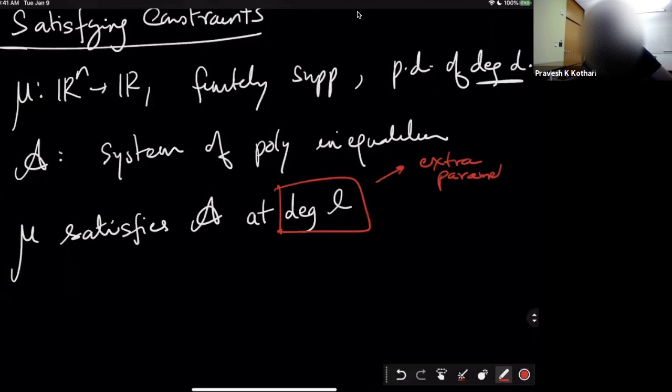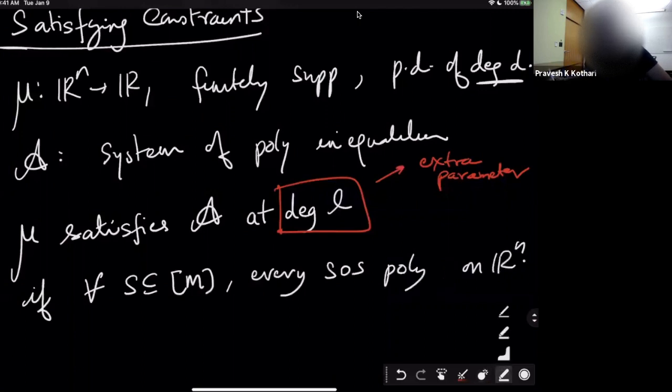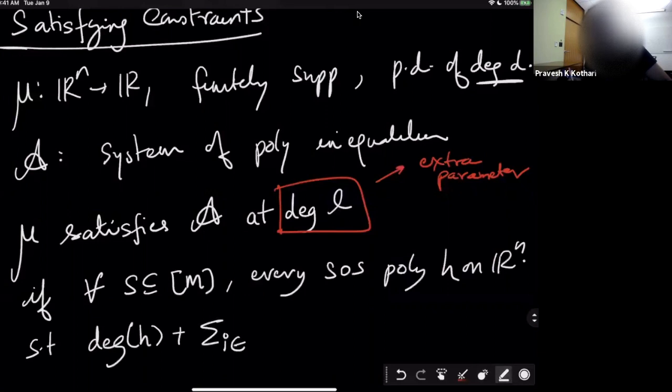So mu satisfies the system A at degree L if for all S a subset of [m], where m is the number of inequality constraints in the system A, and every SoS polynomial, let's call it h, such that the degree of h plus the sum over i in S of the degree of f_i.